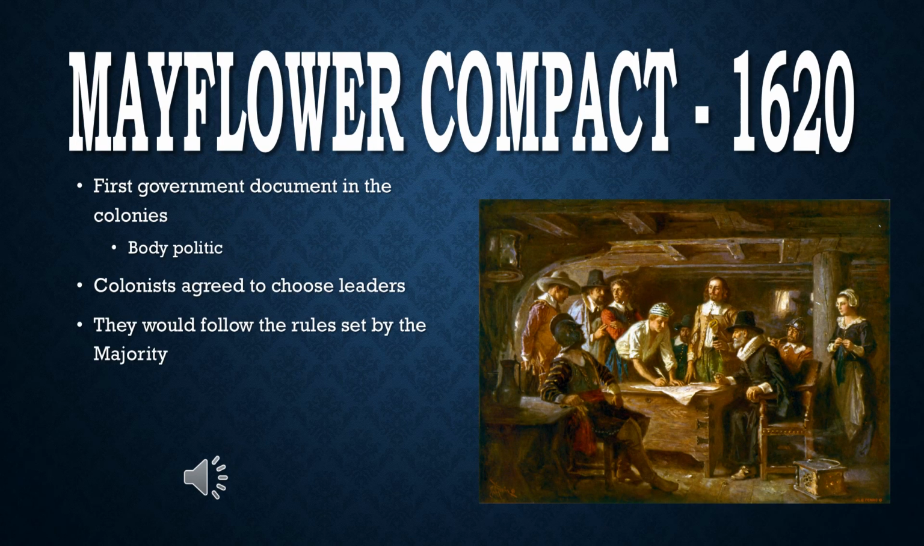Soon after, in 1620, we're going to have the Mayflower Compact in the 13 colonies. This is the first government document and creates a body politic. So what it's saying is colonists get to choose their leaders. They also rule through the representatives, and whatever the majority says is going to be the law, that's what they go with.